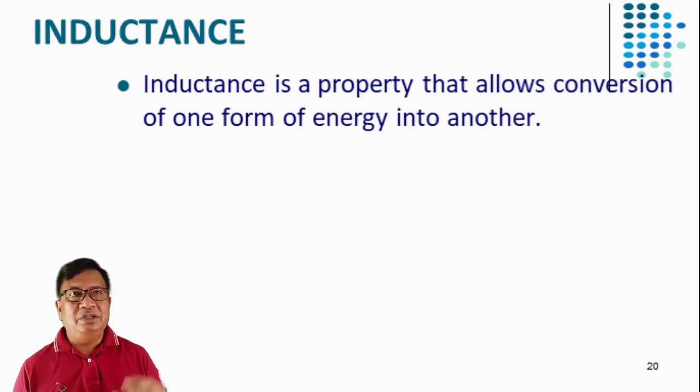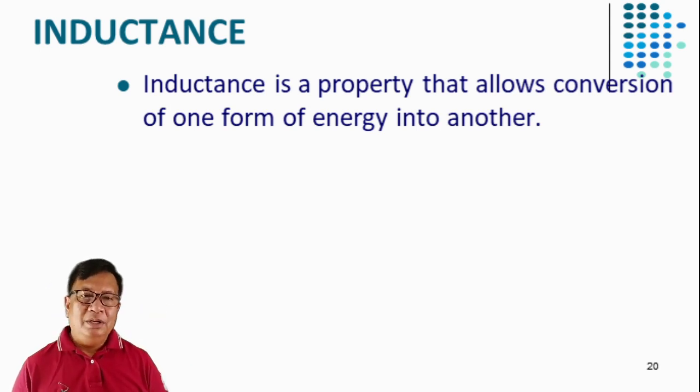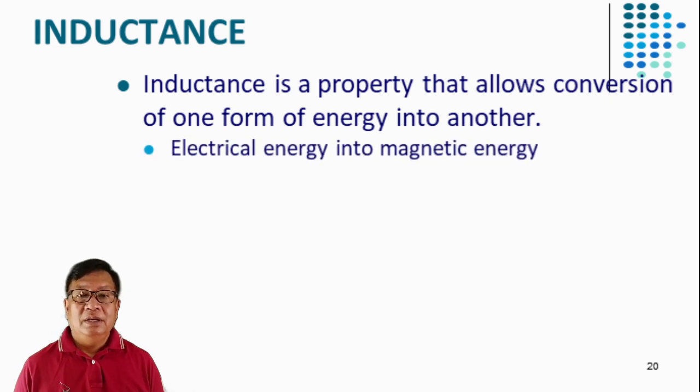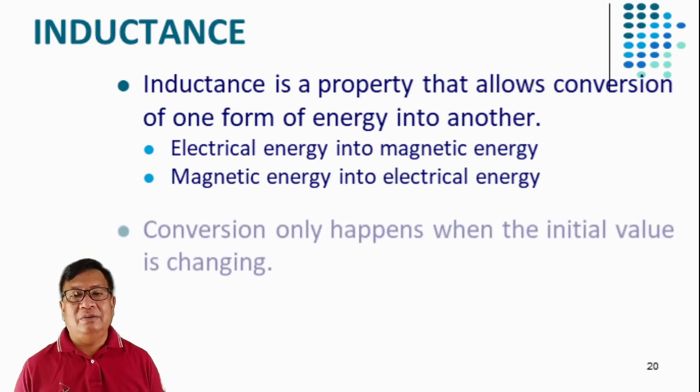From chemical energy to electrical energy. Where do we find chemical energy? In batteries, like automotive batteries, which have battery solution. So that is chemical converted to electrical. So, that is inductance. It is a property that allows conversion from one form of energy to another form of energy. So, electric energy into magnetic energy is one. Magnetic energy into electrical energy, vice versa, in other words.